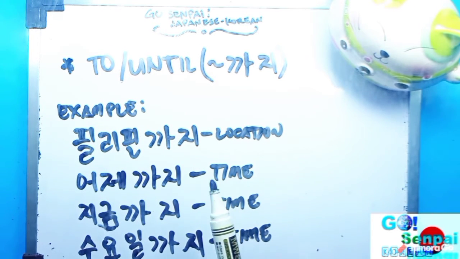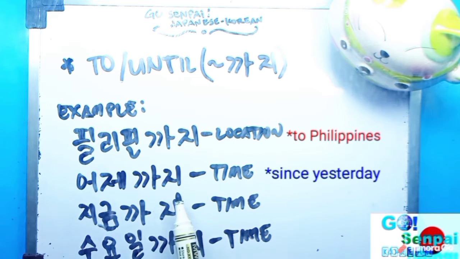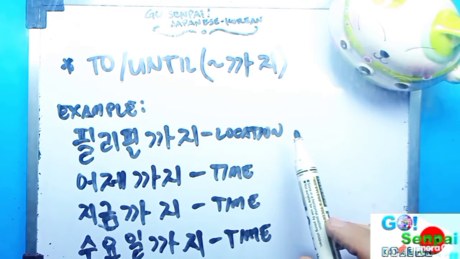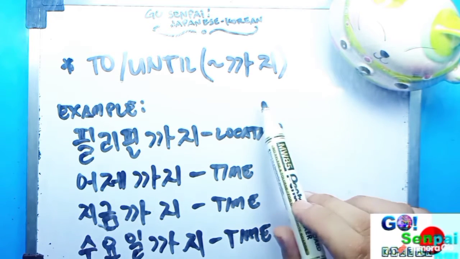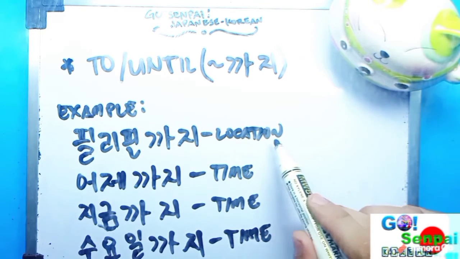So we have here Philippine kaji to Philippines, oji kaji since yesterday, jigum kaji since now, and soyur kaji since Wednesday. Okay, so we can use kaji to mean to or until for both locations and time.